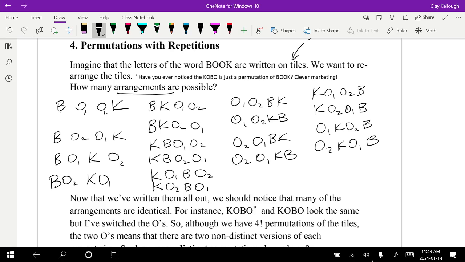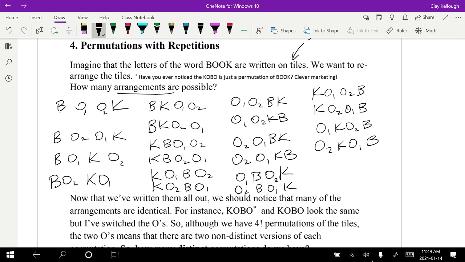Oh, somebody's written in the OCOB. I've got OCOB. Oh, I don't have OBOC. You're right. I don't have OBOC. I need OBOC. OBOC. 1, 2, and OBOC. 2, 1. How would I do a check?